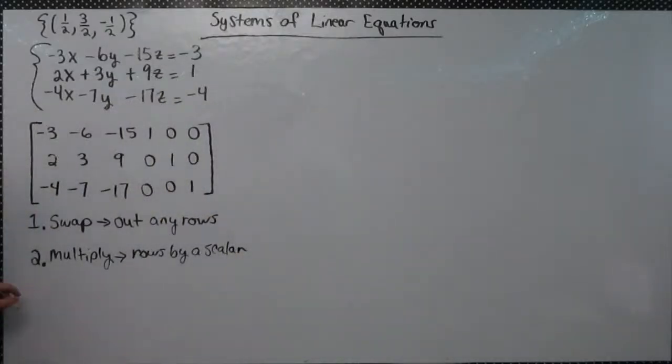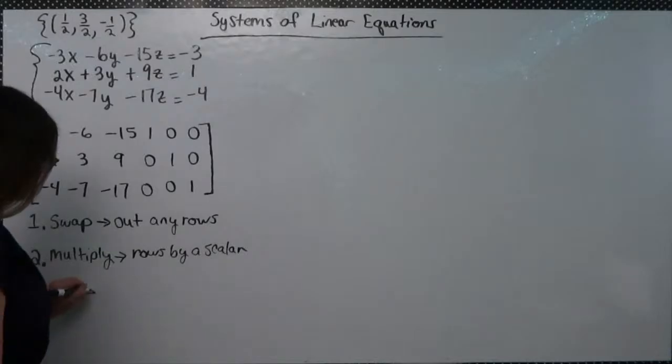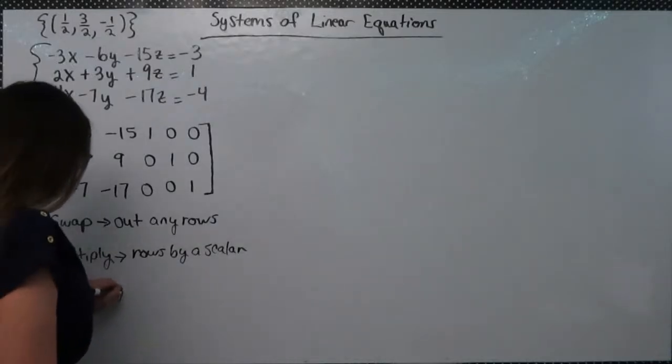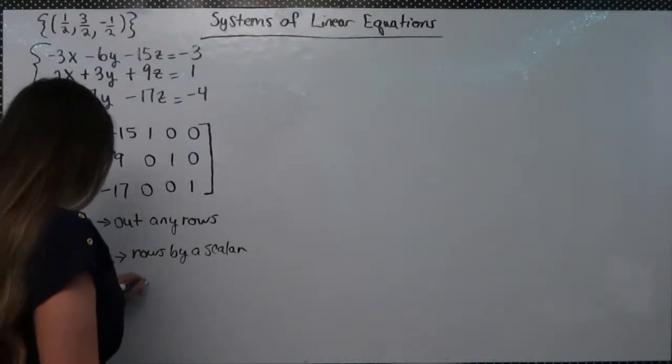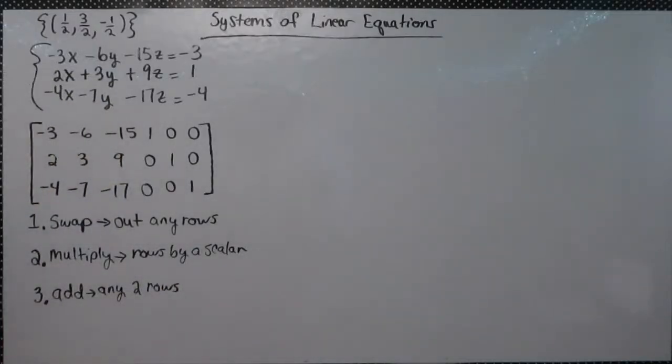And then rule number three is you can add any two rows. So those are basically the main rules. And then what I plan on doing is just spending maybe some time.